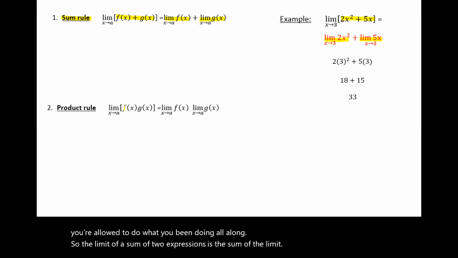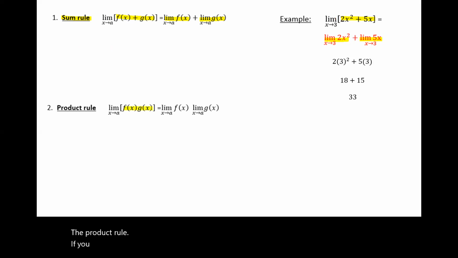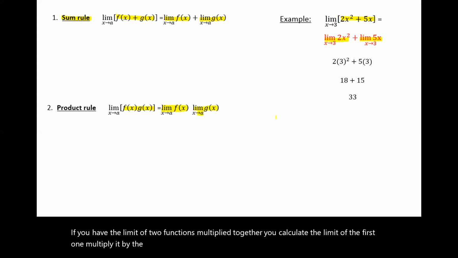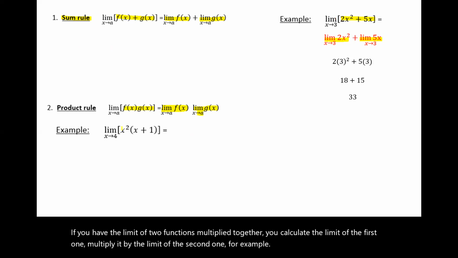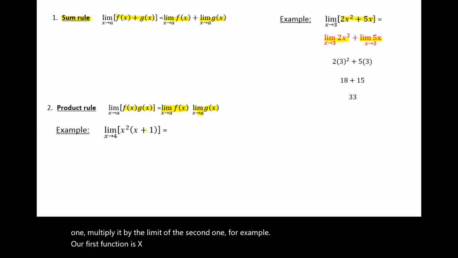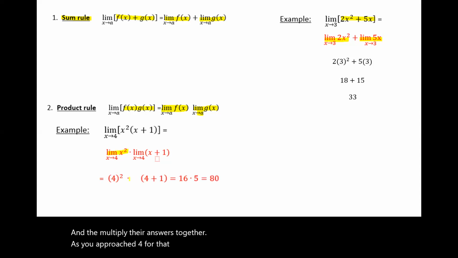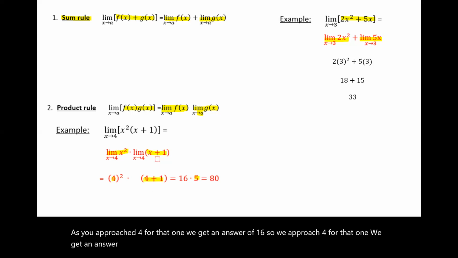The product rule. If you have the limit of 2 functions multiplied together, you calculate the limit of the first one, multiply it by the limit of the second one. For example, our first function is x squared, our second one is x plus 1. We'll calculate those 2 limits and then multiply their answers together. As you approach 4 for that one, we get an answer of 16. So we approach 4 for that one, we get an answer of 5. So 16 for the first one, 5 for the second one, answer of 80.